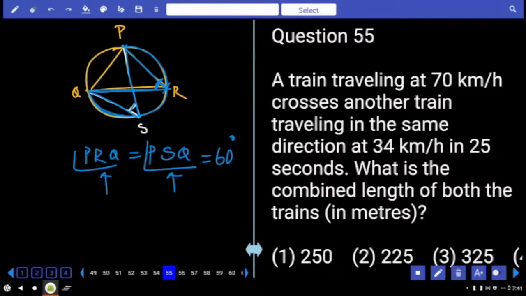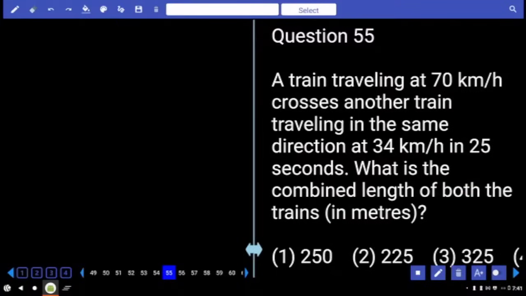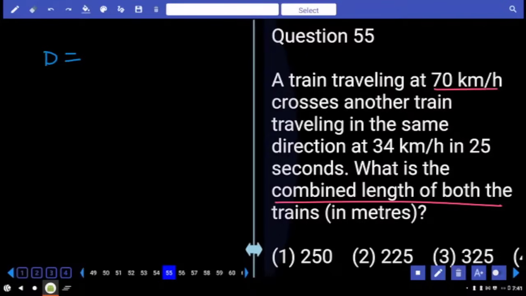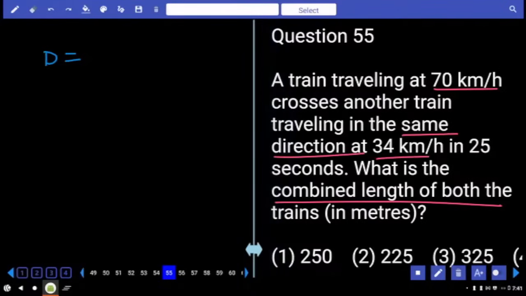A train traveling at 70 km per hour crosses another train traveling in the same direction at 34 km per hour in 25 seconds. What is the combined length of both the trains? If a train crosses another train, whether they move in same direction or coming from opposite direction or crosses a standalone train, distance traveled in that case will be equal to train length 1 plus train length 2. And that's the question. So we were asked to calculate distance, which is equal to speed into time. In what direction they are moving? Same direction. Relative speed S1 minus S2.